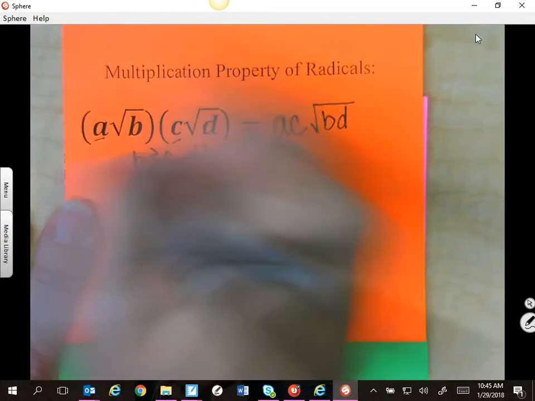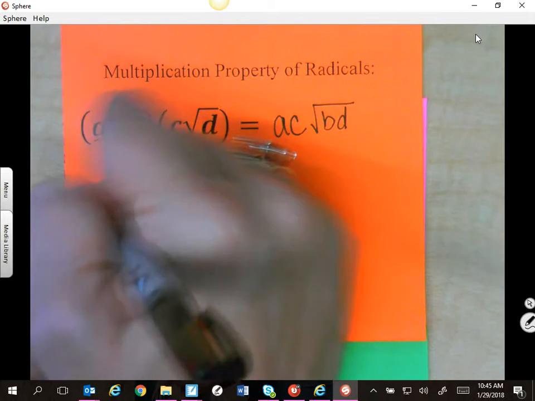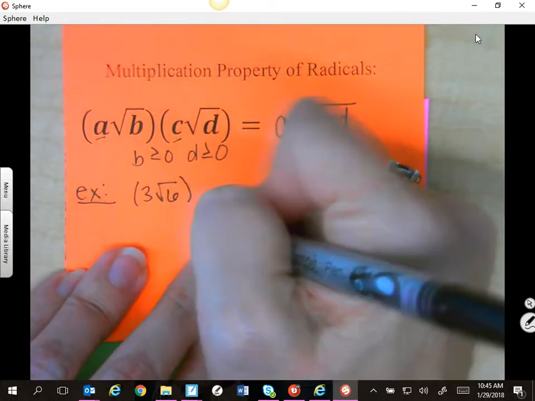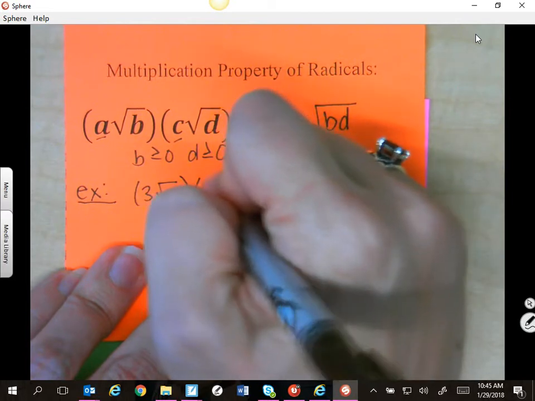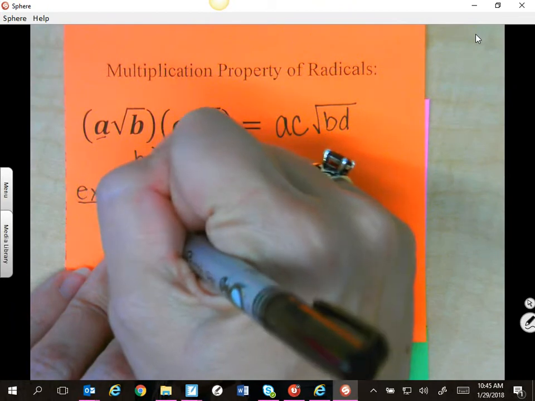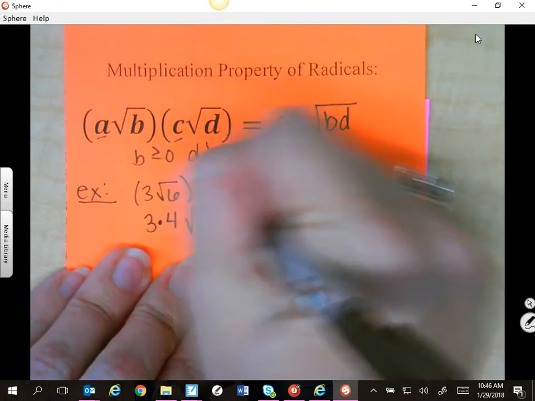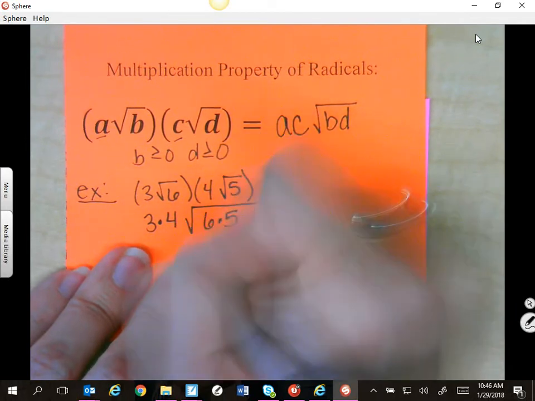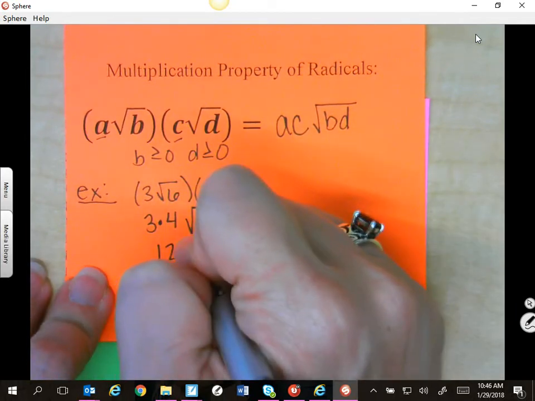So, here is an example. It is really very simple. 3 times the square root of 6 times 4 on the square root of 5. So we're going to multiply our coefficients, 3 times 4. We're going to multiply our radicand, 6 times 5. 12 on the square root of 30.